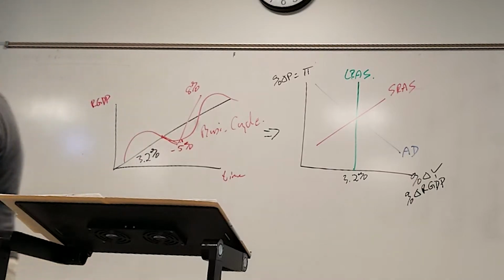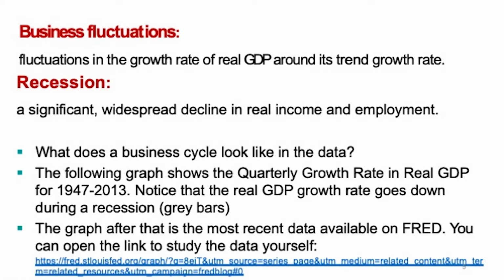Before we do, this link will take you to the Federal Reserve Economic Data, or something like that. It's called FRED, F-R-E-D. It is produced by the Federal Reserve Bank of St. Louis. Did you know that there was more than one Federal Reserve Bank? There's a whole bunch of them.